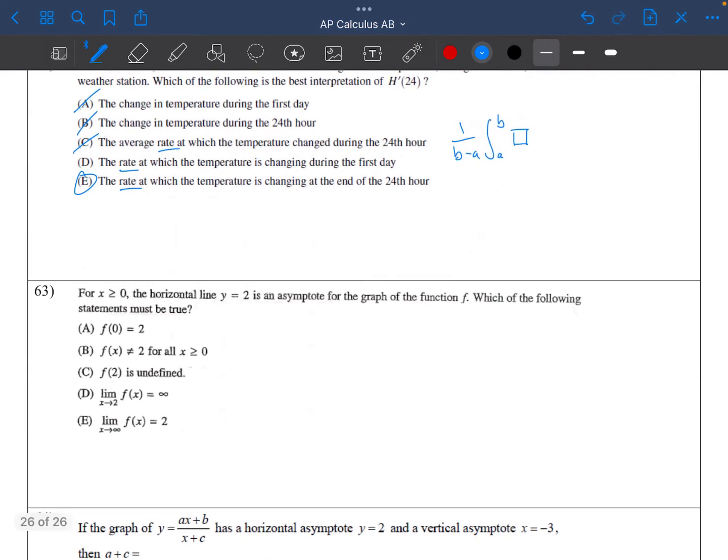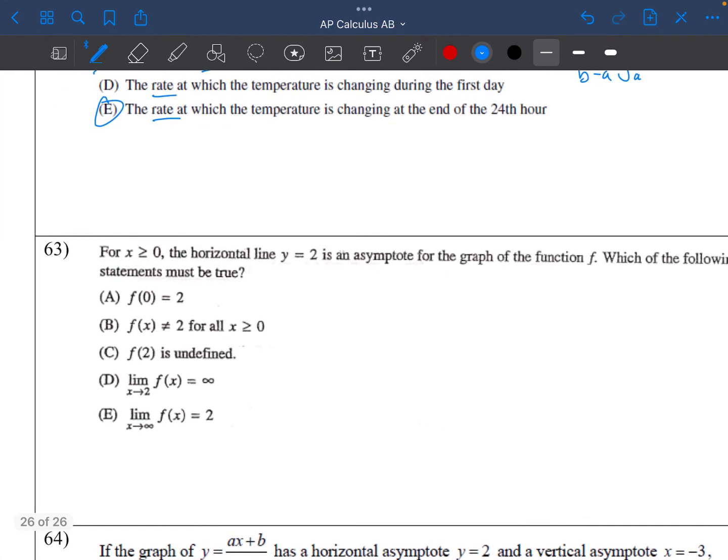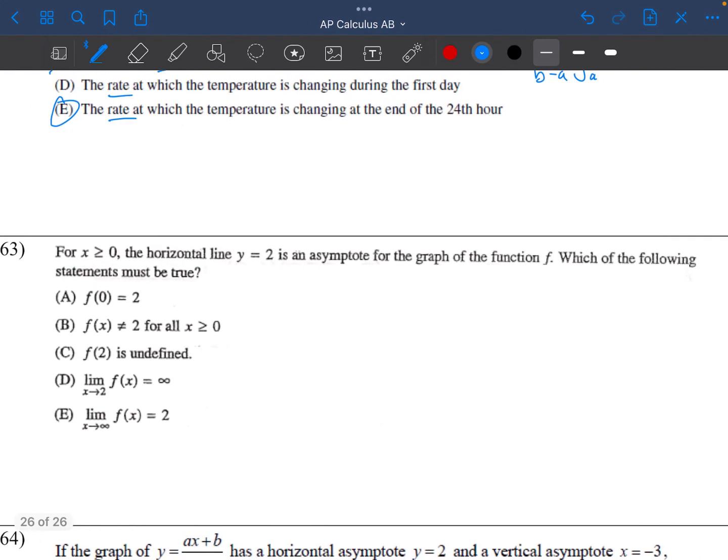Number 63. All right. We have a horizontal line, which is an asymptote. Oh, so let's put those two words together. We have a horizontal asymptote, and that is a specific definition. That's the limit as x approaches positive infinity or negative infinity, which immediately crosses off all of these and gives you E. But let's go ahead and make sure that you understand what these are saying.